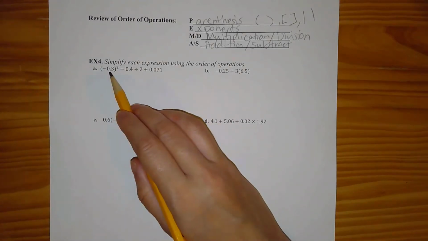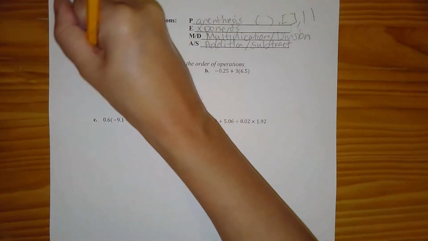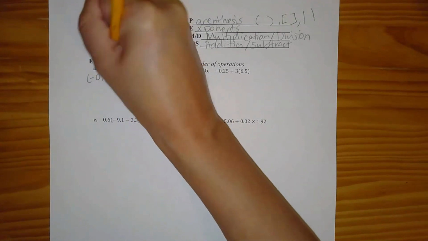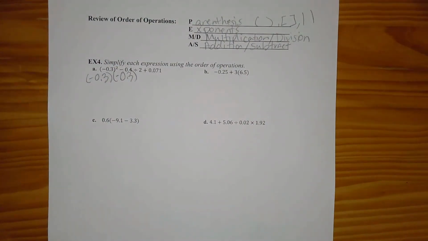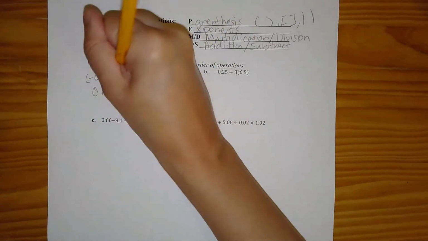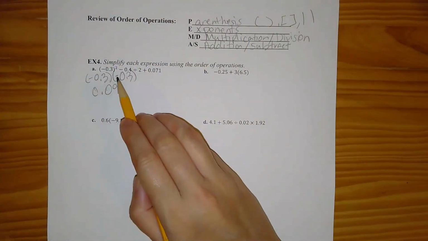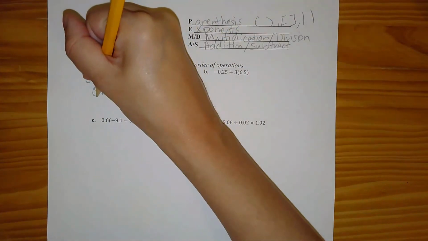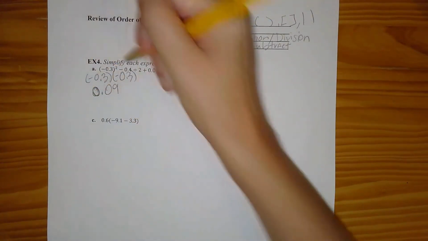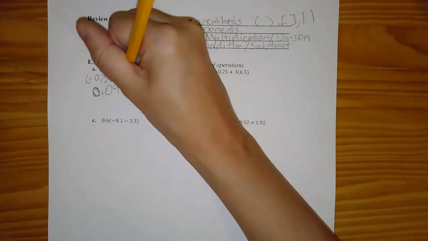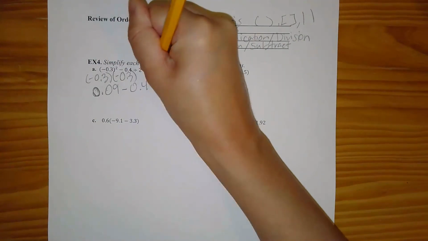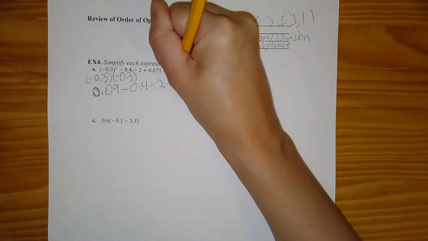So I'm going to do negative 0.3 squared. So reminder, that's negative 0.3 times negative 0.3. So in your calculator, you're going to do 0.3 times 0.3, which is actually going to give you 0.09. Now a negative times a negative gives you a positive 0.09. Okay, after each step, I always bring the rest of the stuff down. So I'm going to bring down a negative 0.4 divided by 2 plus 0.071.